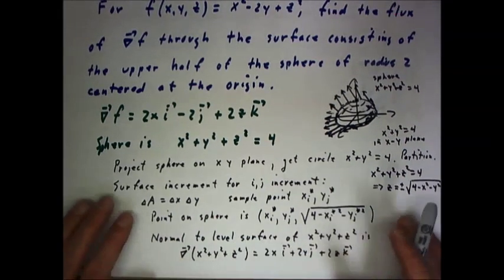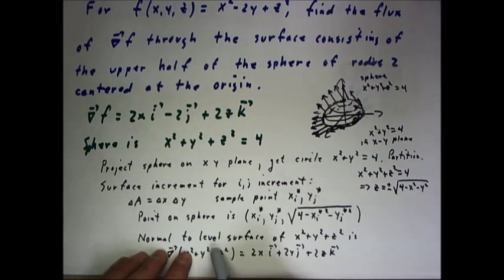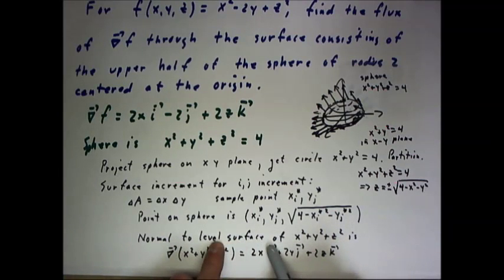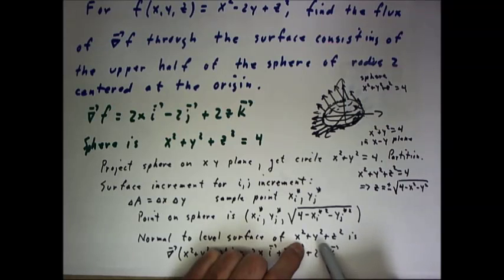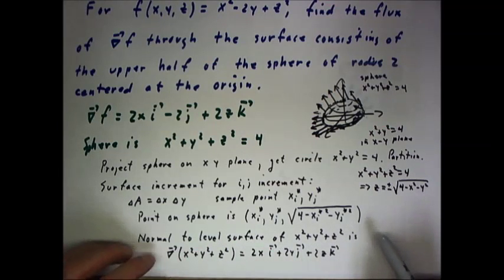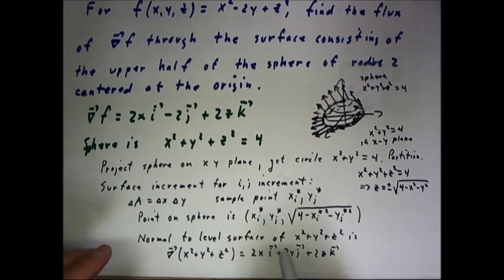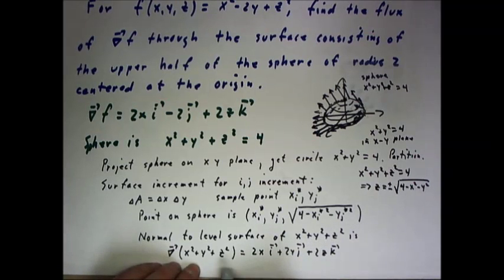Okay, now the normal to the level surface, our gradient. Let's first state the result that we might have lost track of since the last time we used it: the normal to any level surface of a function, the normal to a level surface of x squared plus y squared plus z squared, is just the gradient of x squared plus y squared plus z squared. The gradient is normal to a level curve or level surface of a given function.